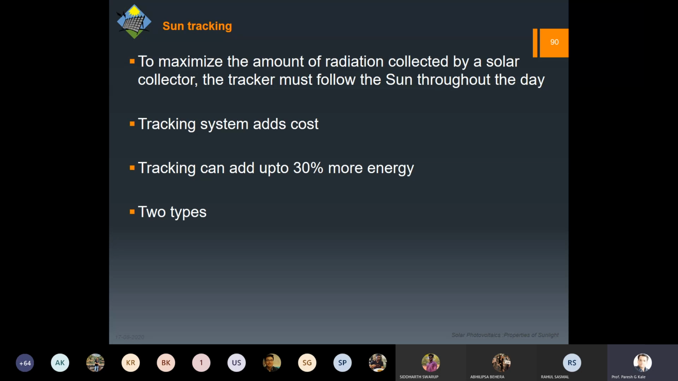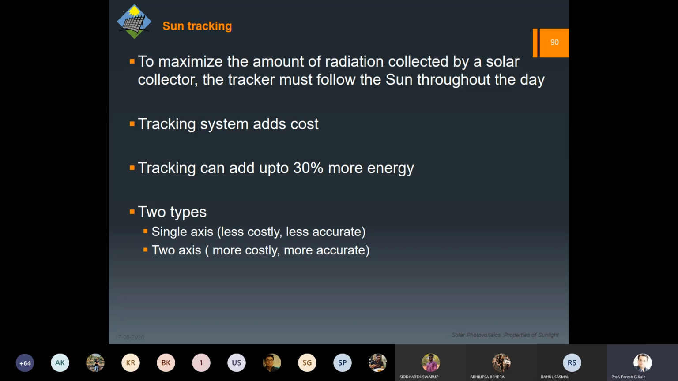I've already talked enough about the sun tracking. Typically, there are two types: single axis and two axis. Single axis means it will track only one, either east-west or north-south. Now, obviously, you can understand that in a day, east-west movement is more. So when it is a single axis, it will be east-west tracking. We will not be tracking north-south. Then the two axis, there it is tracking both ways. So obviously it is more accurate, but then you require one more additional motor, and the cost will go up.